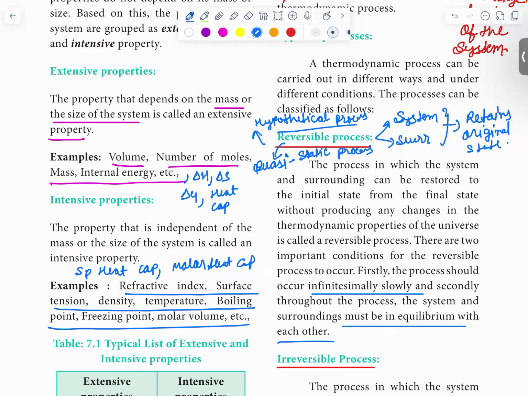You're not able to observe the dynamics of the process, because the process is very slow. The system is undergoing change, but the change is very slow. The change is taking infinite time to execute, and that's why you see the process as basically static. That's why we call a reversible process a static process.